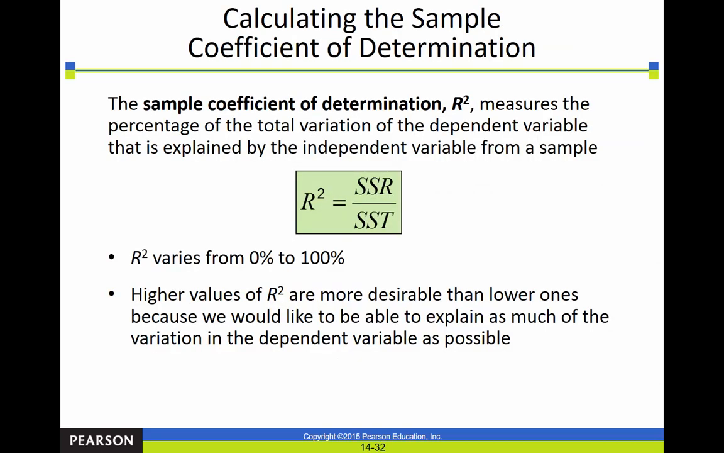There's another measure that we use sometimes. It'll measure the percentage of the variation of the dependent variable that's explained by the independent variable's change, so it comes out as a percentage. And here we just take our sum of squares regression divided by our sum of squares total. Okay? That's called the coefficient of determination, or sometimes R squared.